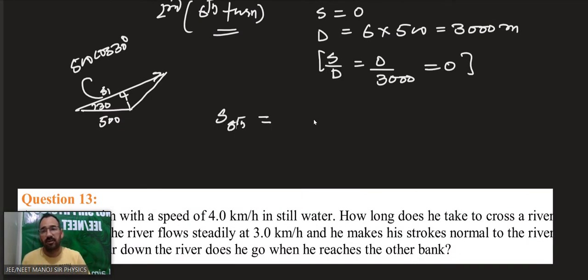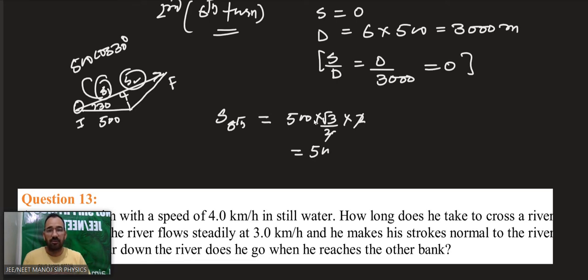twice of this. Let this is S1, this is S2. You have to initial to final position. This is the initial, this is the final. What is displacement? Shortest path or straight path between initial and final position. That will be 500. Root 3 is 3 by 2. Always. Okay. Into 2 because it is 2 time. Now you can solve it. When you solve it, it become 2, 2 will cancel out and you have 500 root 3 meters.